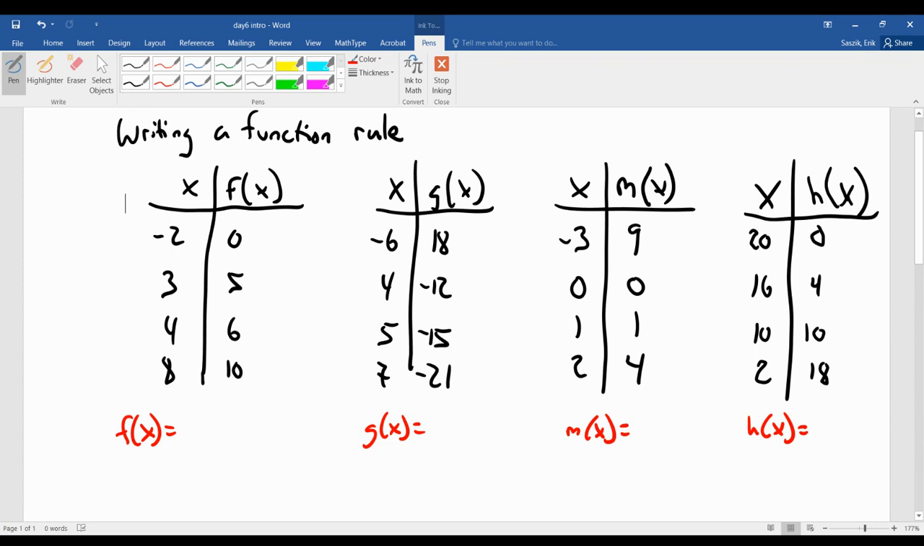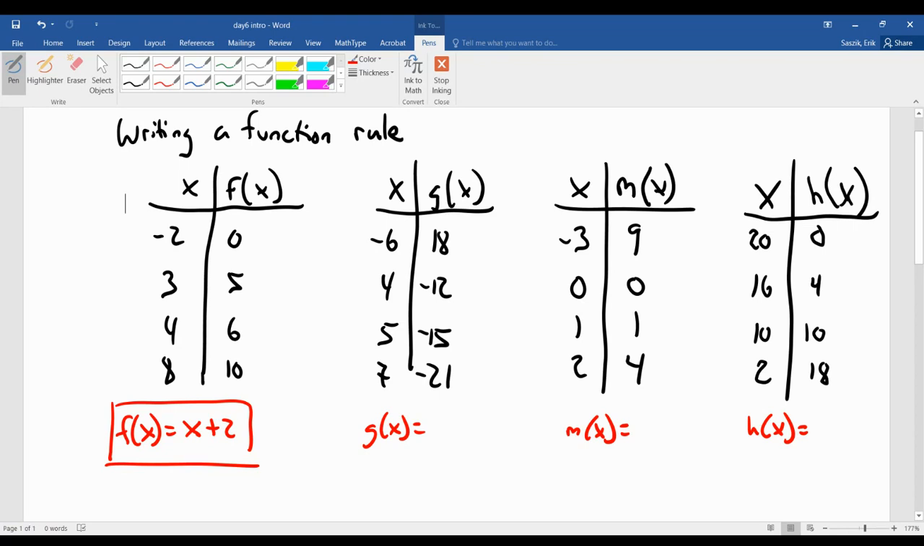And let's look at this first one. I always think of the basic things first. Addition. How do I get from -2 to 0? Well, I'd have to add 2. Does that work here? If I add 2, I get 5. If I add 2, you know what? It works for all of them. So what am I adding to? I'm adding 2 to X. So f of X equals, take the X column and add 2 to it. And that is our function rule. That's all there is to it.